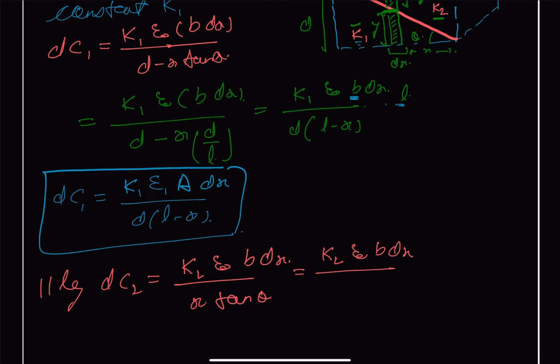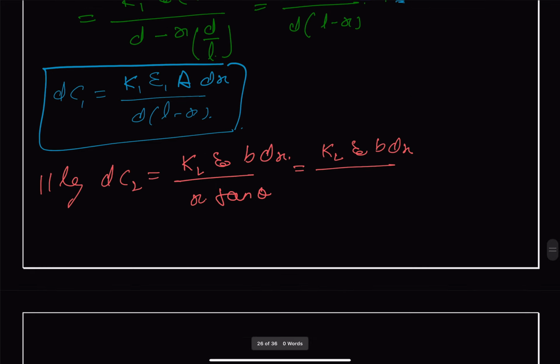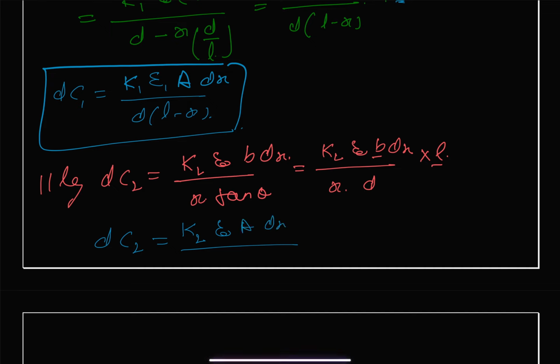And we substitute the value of tangent theta, so we get x multiplied by d, and here goes our L. So once again, B into L will be our area. So we get DC2 will be equal to K2 epsilon naught A dx divided by x multiplied by d. So we got our DC2.